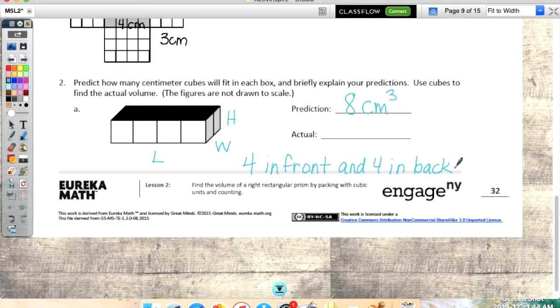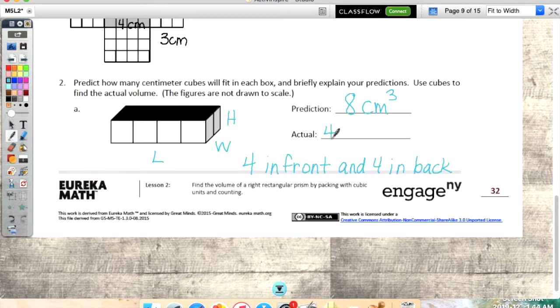And I'm going to pause it while you build it. So now that you have that figure created, what multiplication sentence could I write for the volume of the figure? Oh, I think I'll pull a stick. So, Brendan, I pulled your stick. What multiplication sentence could I write?